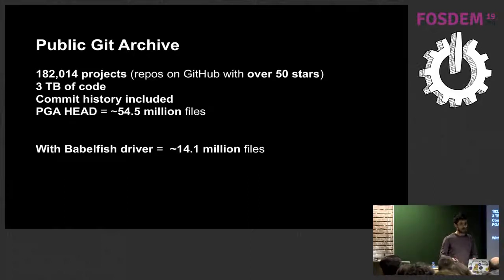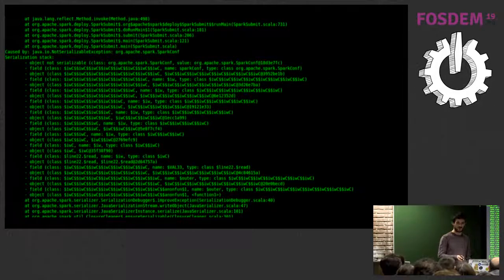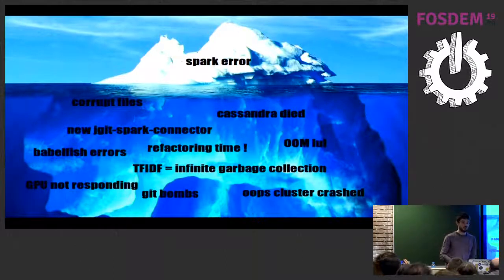So when I applied this pipeline, this is what I got. For those of you that know Spark, you know what I'm talking about. And unfortunately, with these kinds of logs, usually they hide a certain number of problems. So without going too much into detail, I had to face a number of challenges, for example corrupt files, parsing errors from Babelfish, GPUs not responding for no reason at all.